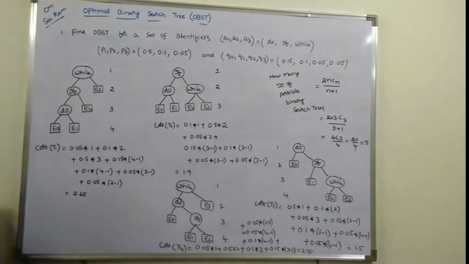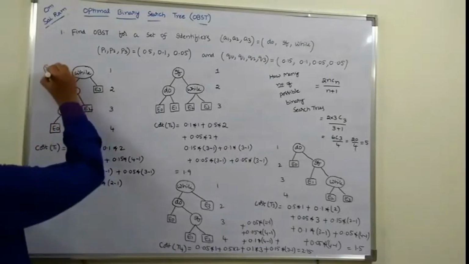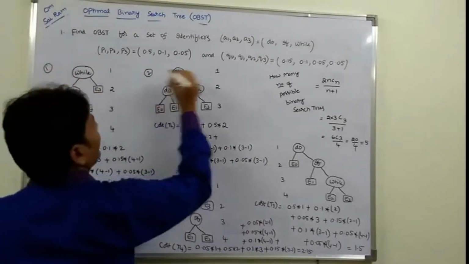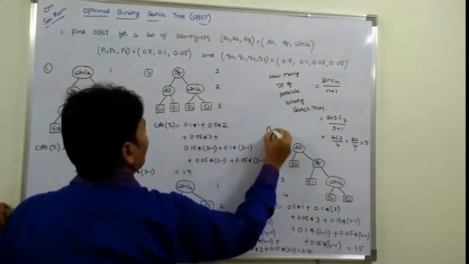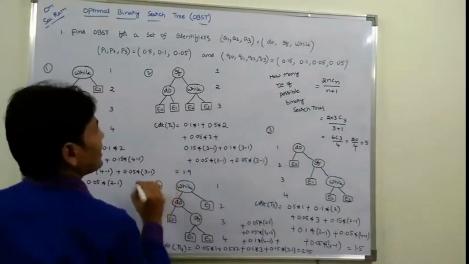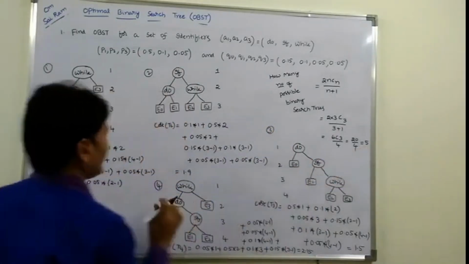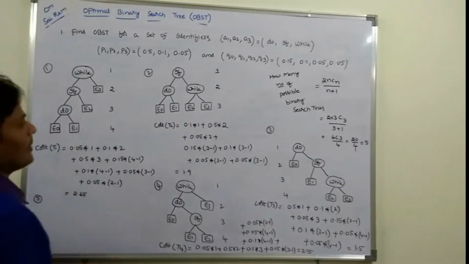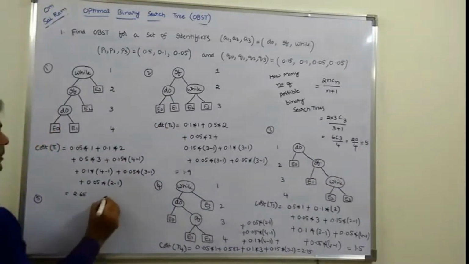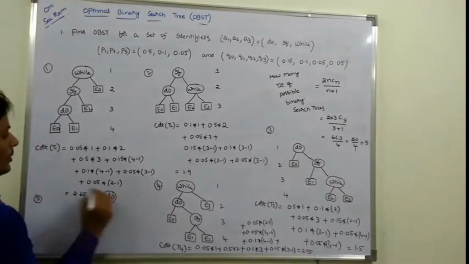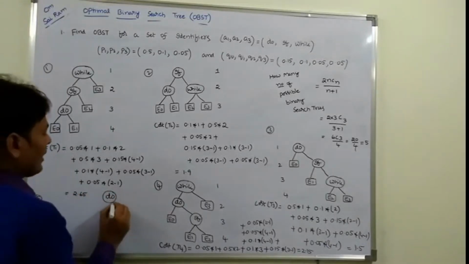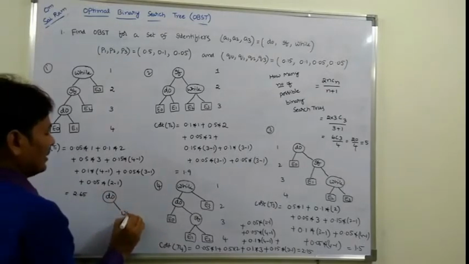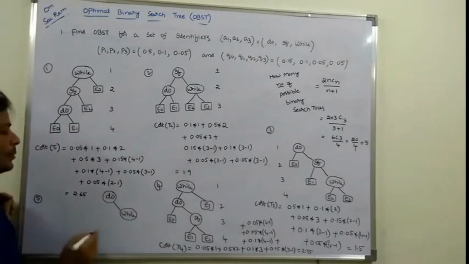This way. Next, this is the first tree and this is the second tree, this is the third tree and this is the fourth binary search tree. Last one, 5th binary search tree, last one 6th binary search tree. 5th binary search tree is do is compared with while, it is greater. So while identifier is at right hand side of do.